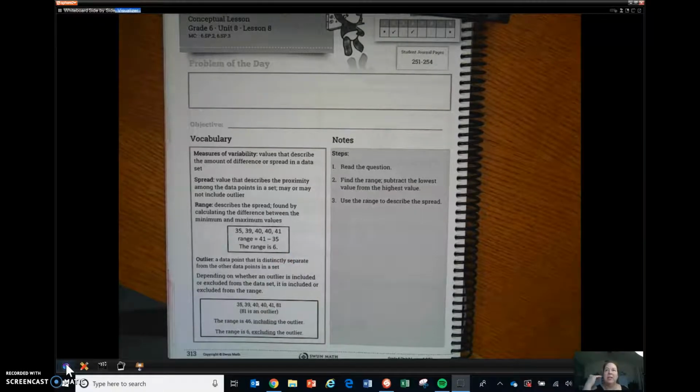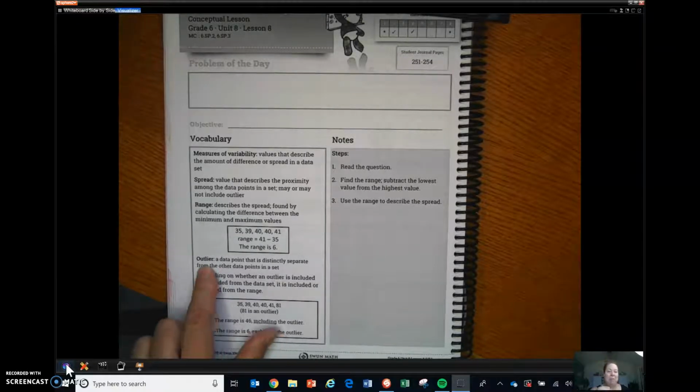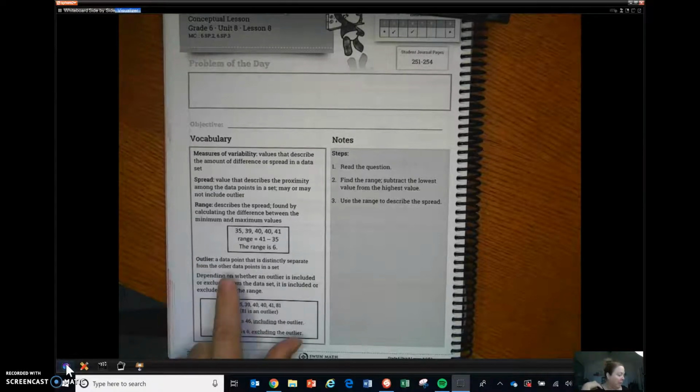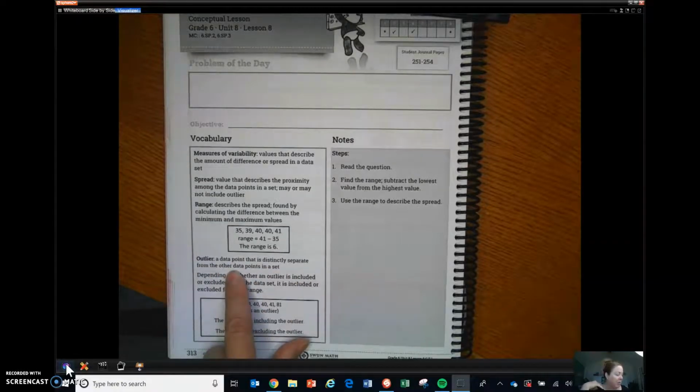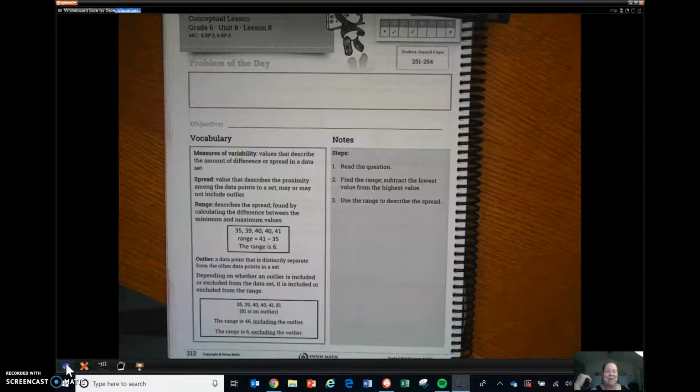So if I took the birthdays of everyone, or how old all of you are, you're 11 and 12. If I'm not going to describe my age, the range is 1 because you're all about 1 year apart. You're all 11 or 12. The outlier, that would be me. If all of a sudden we threw my age into the mix and I'm 53, I would be the outlier because that point is distinctly separate from the other ones. So you guys are all 11 and 12, and then I'm way out there at the 53 mark, and I would be considered an outlier. So yeah, that's it. That's what we're going to be doing today.